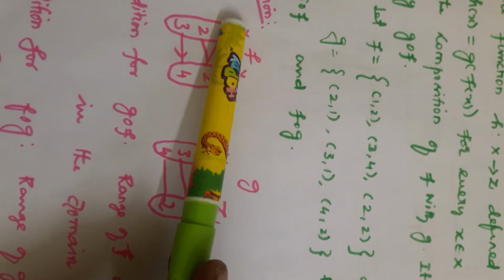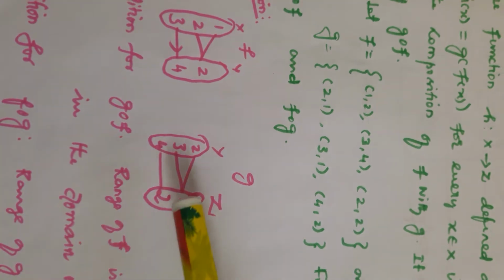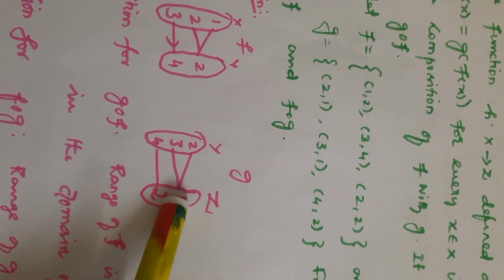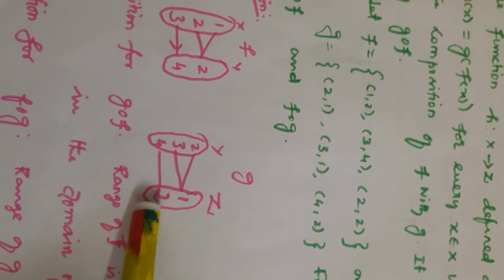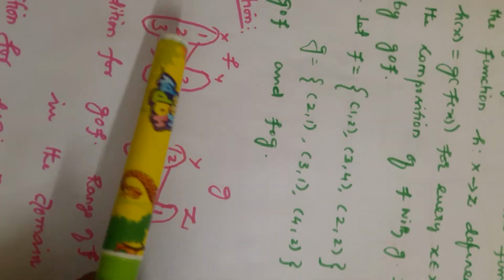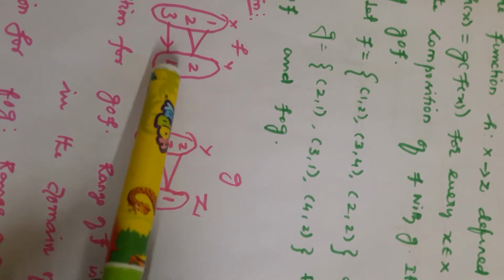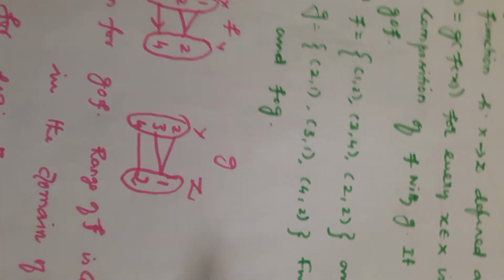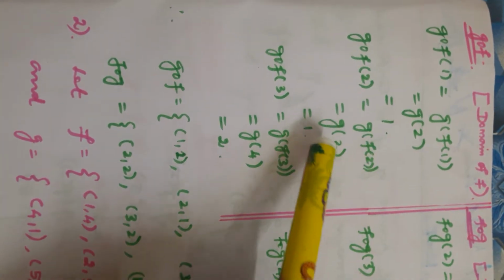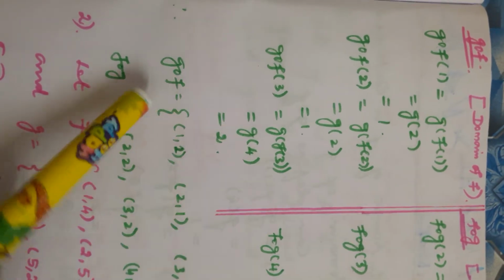So g ∘ f of 1 is 1. g ∘ f of 2 is again 1. And g ∘ f of 3, f of 3 is 4, and 4 tends to 2. So these are the values. g ∘ f of 2 is 1, g ∘ f of 3 is equal to 2, right? So you can write the values.